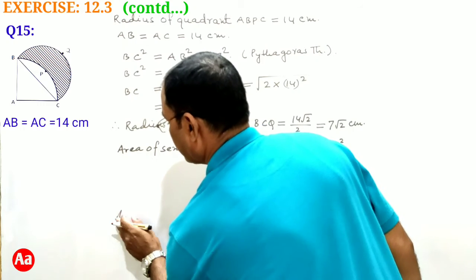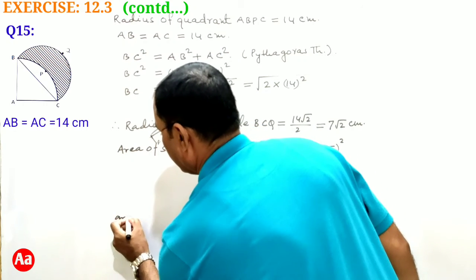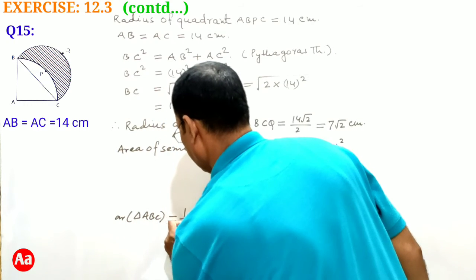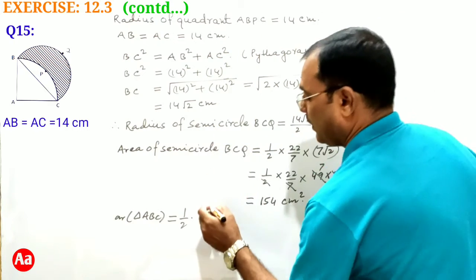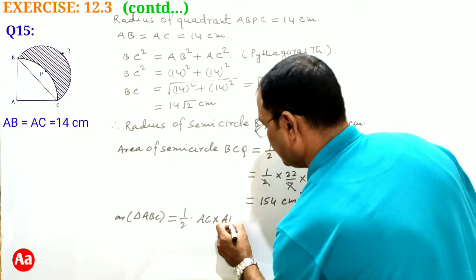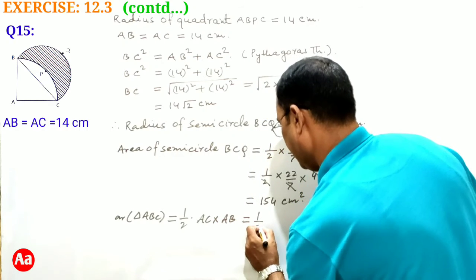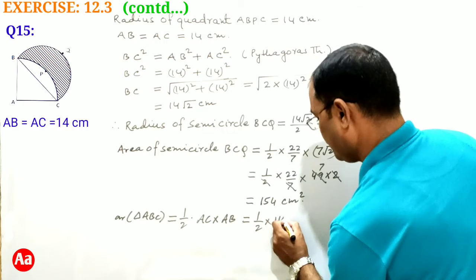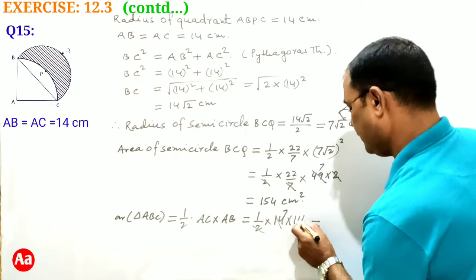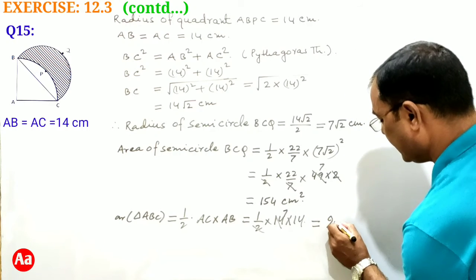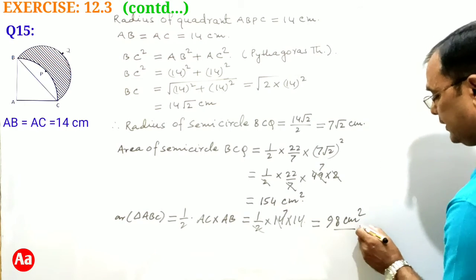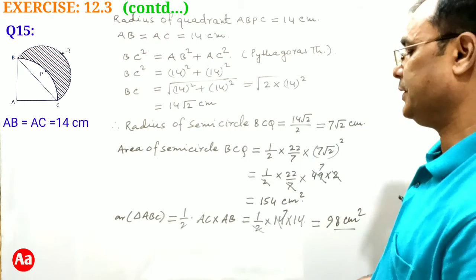So area of triangle ABC equal to half into base AC into altitude AB. This is half into 14 into 14. 2 7s are 14, 14 into 7, 98 centimeter square. This is the area of triangle ABC.